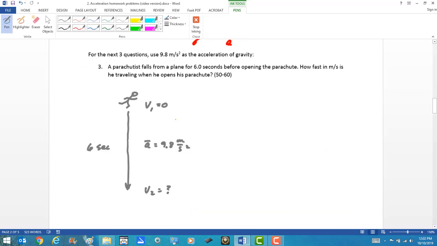Question 3 just turns the problem on its side. It's a free fall, what we call a free fall problem. And so this person is falling for 6 seconds, 6.0 seconds.